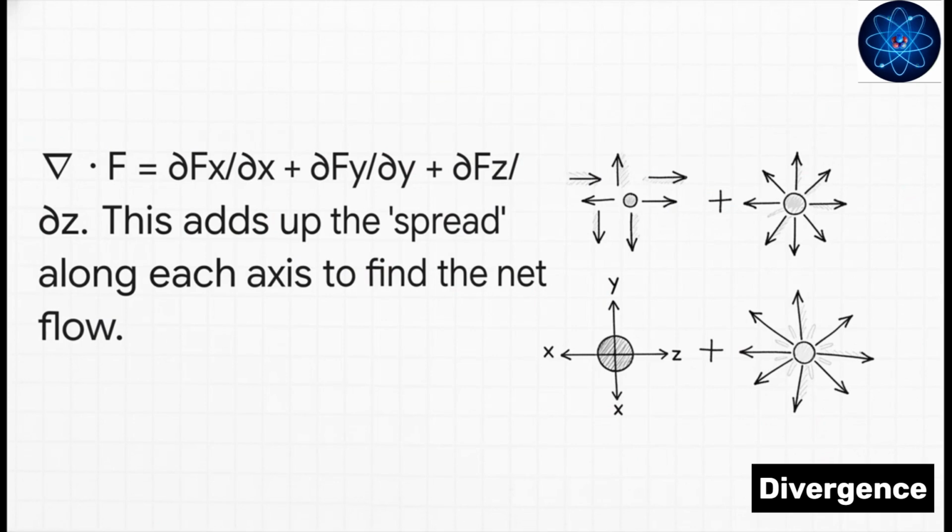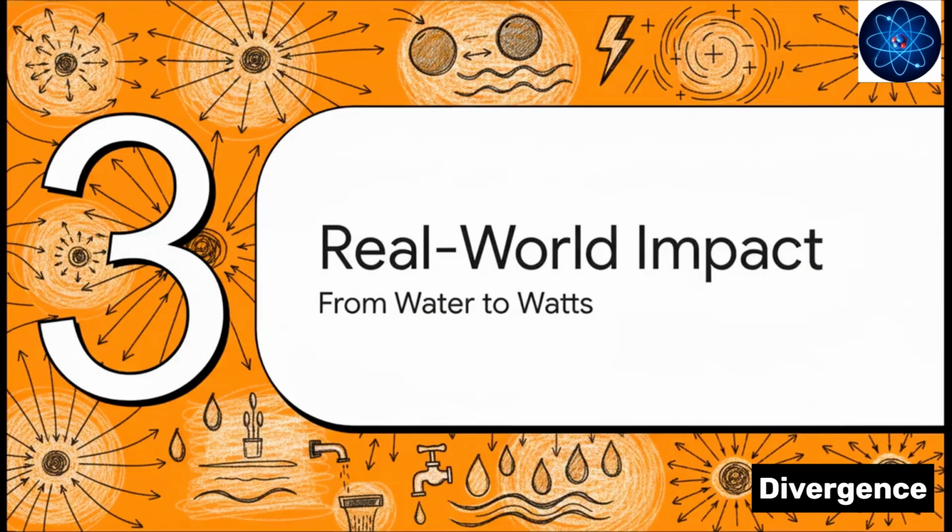Now, this formula might look a little intense, but the idea behind it is actually incredibly simple. All we're doing is looking at each direction separately, the x, the y, and the z, and we're measuring how much the field is spreading out in that one direction. Then you just add them all up. If the final number you get is positive, you've got a source. If it's negative, you've got a sink. Simple as that.